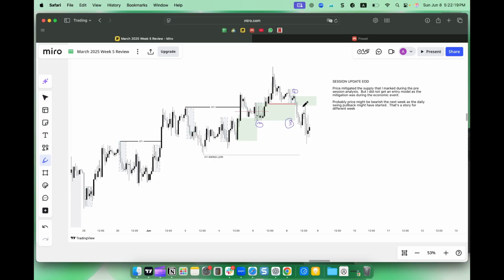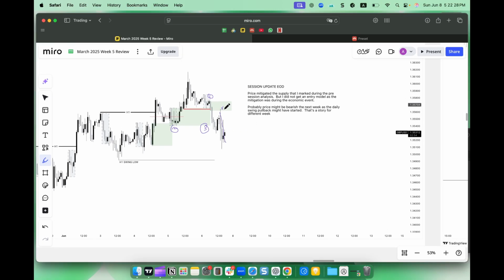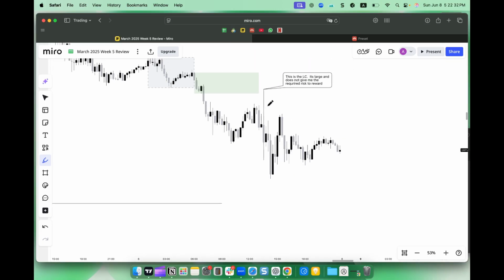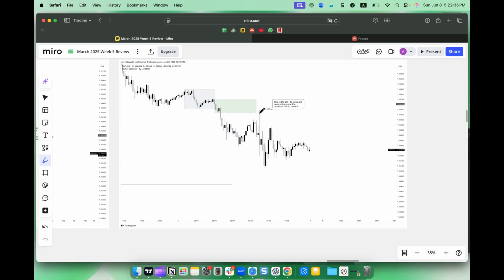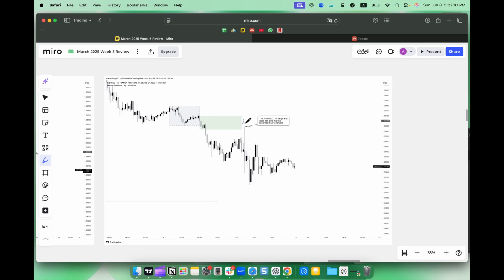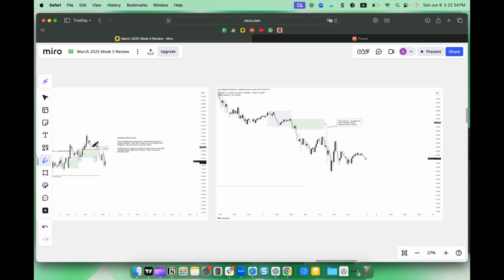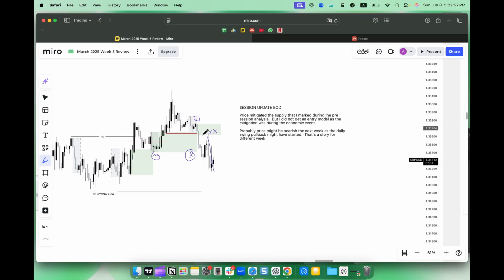All I wanted is for the price to mitigate this demand zone, and then I can look for a further push down. And yes, I got mitigation into this supply, but the mitigation happened during the economic event, and this was the liquidity candle that mitigated the supply. The candle size is very large, so I can't afford to take a trade from this kind of large candle. So there were no trades on this day. If there was a risk entry placed directly as a limit order, that would have been a very good trade. But I'm not a big fan of H1 risk entries.